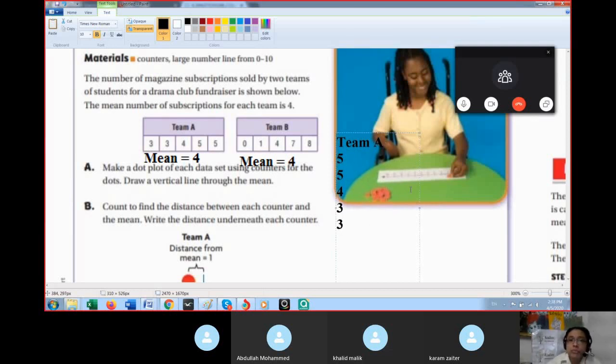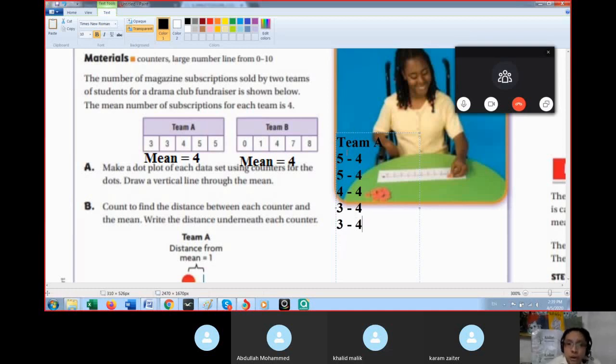Now, what are we going to do here? You have to subtract. What is the mean of your numbers? What is your mean, Naya, in Team A? The mean is 4. Please answer me so that I may know that you understood the lesson. All of the numbers will be subtracted by 4.